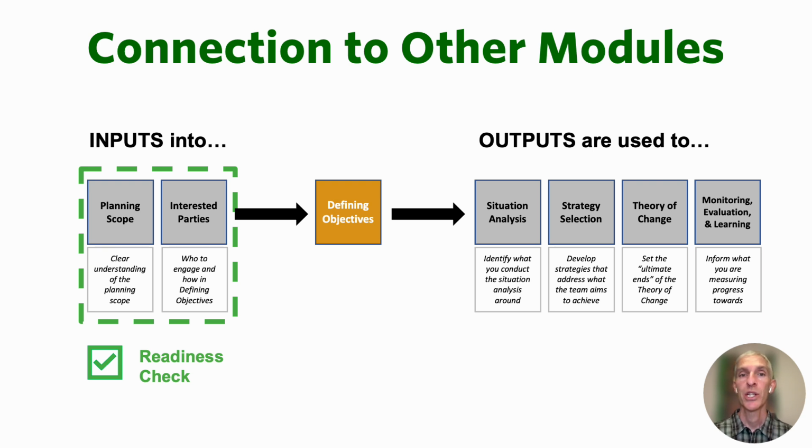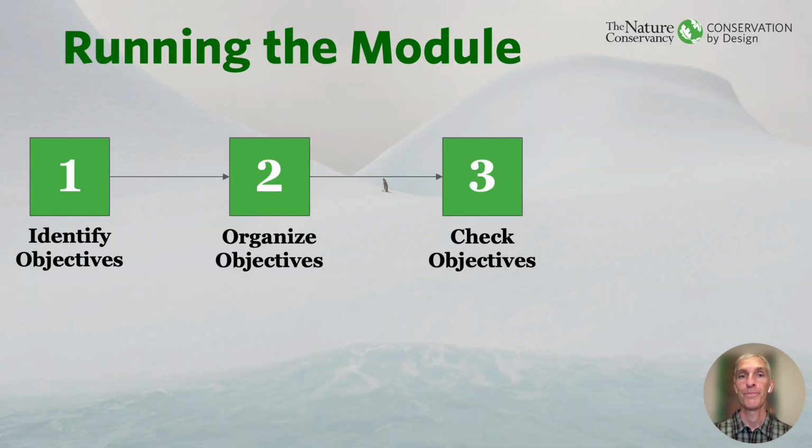In turn, having aligned on objectives sets a team up for next steps, which could include conducting a situation analysis to evaluate the pressures affecting the team's objectives, selecting strategies that address the team's objectives, and then developing a theory of change and monitoring, evaluation, and learning plan, again, ensuring that these are responsive to the team's objectives. All of this further highlights the foundational role that objectives play in a planning process.